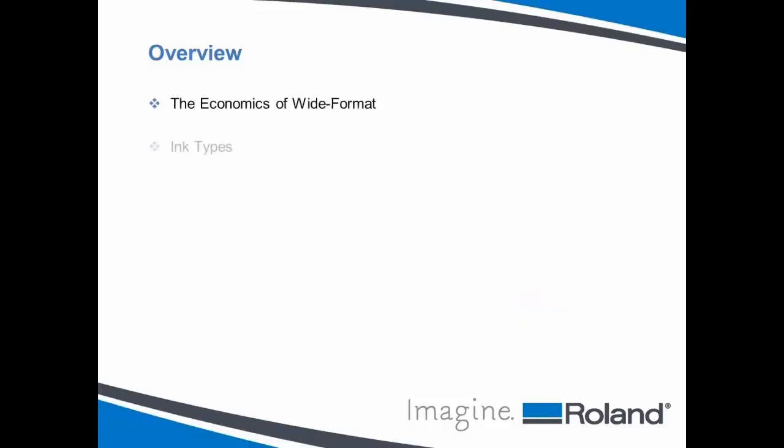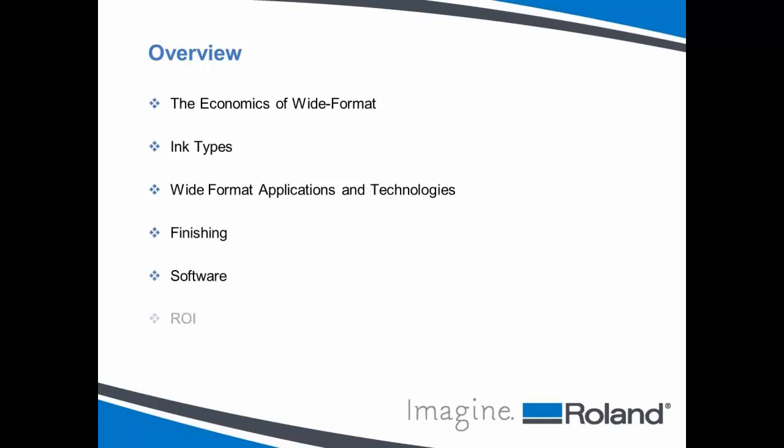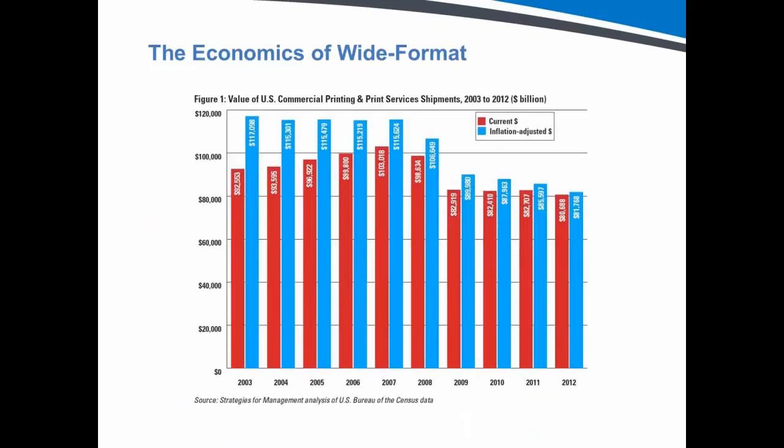So for an overview, the first thing we're going to look at is the economics of wide format. We'll take a look at the ink types, wide format applications and technologies. We'll touch on finishing and software, and then we'll end with some return on investment information. Let's first take a look at the economics of wide format. Before we go into that, we'll take a look at commercial printing trends.